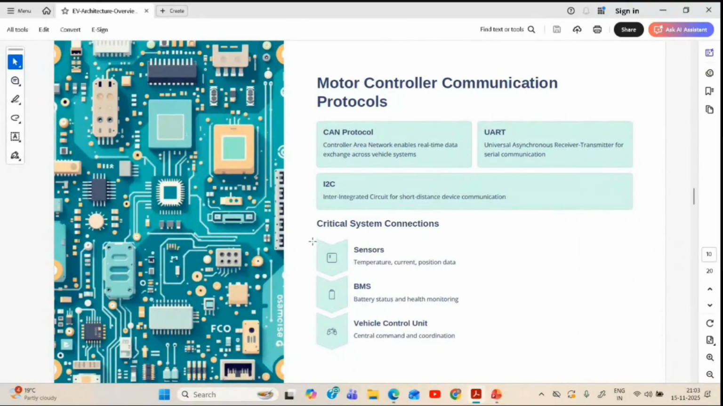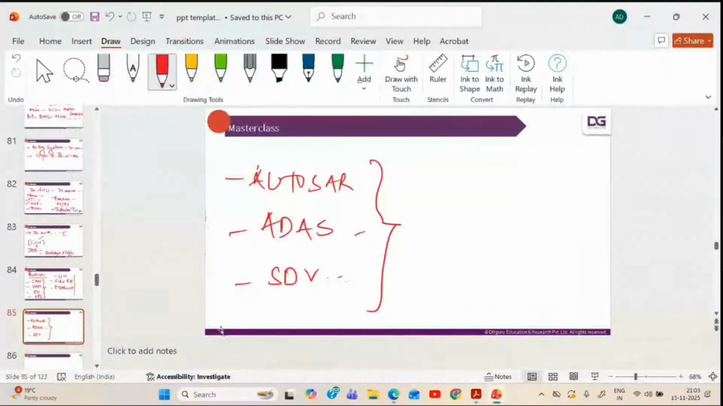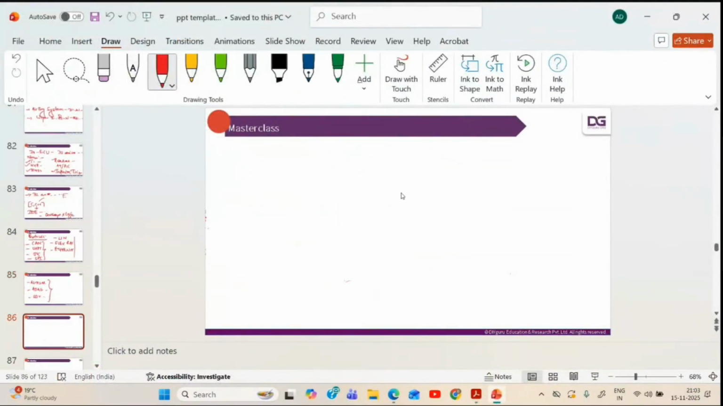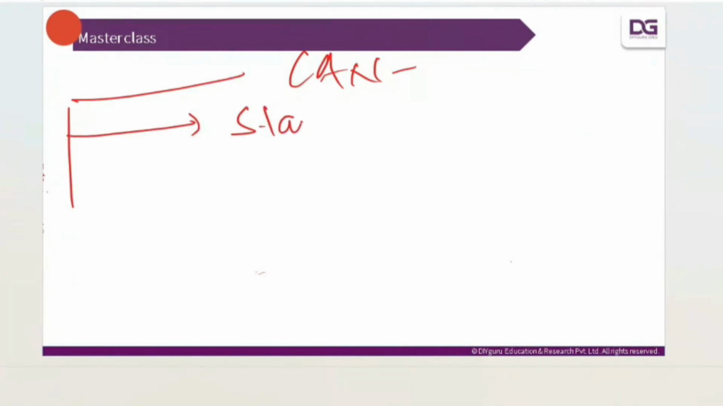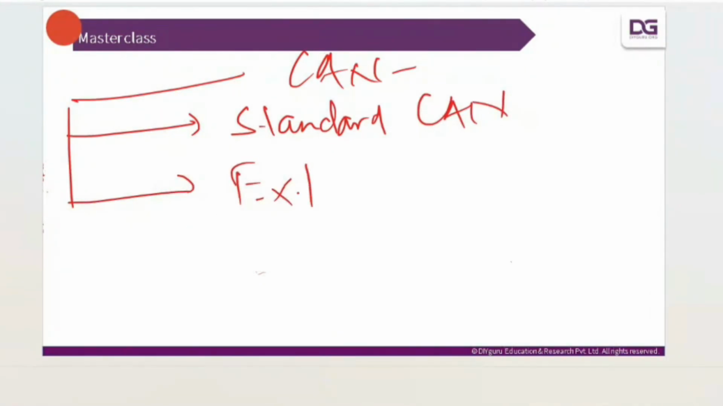Among these, CAN is very important. Let me give a little bit of overview regarding CAN. This was actually developed by Bosch. Right now we are actually using two types of CAN. One is standard CAN, and another is extended CAN. Yes, good, very good, extended CAN.